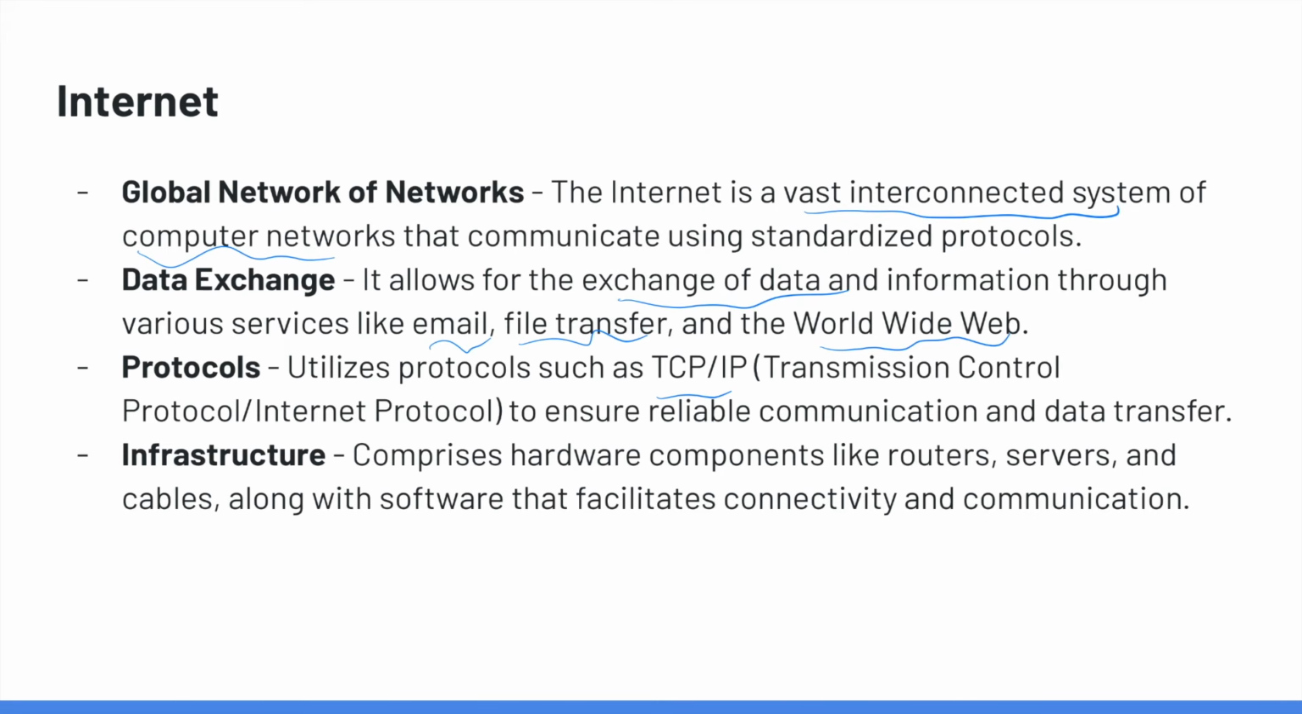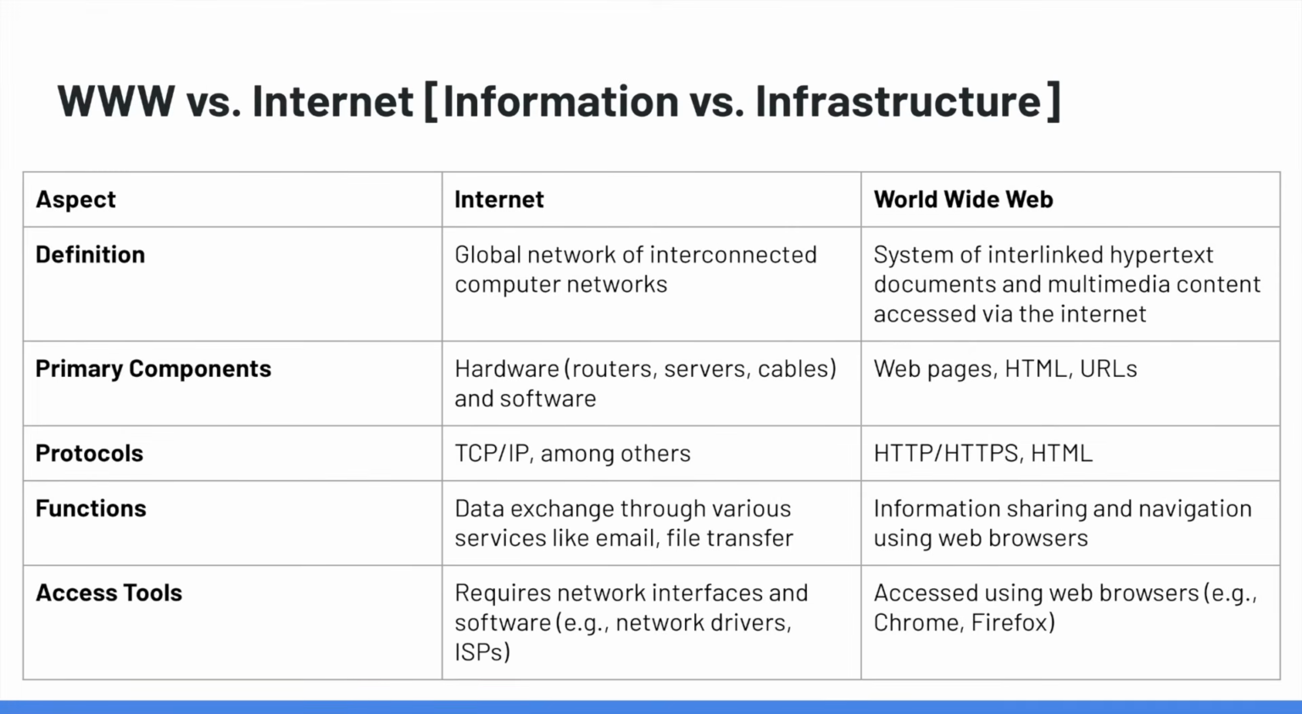And the kind of infrastructure we're talking about are things like routers, servers, cables, and the software that facilitates connectivity and communication. So a lot of the different protocols and network devices that we've been talking about in the previous sections are what allows the internet to be what it is. Now, if we're to compare the World Wide Web and the internet, probably the best comparison I could give is information versus infrastructure, with information being the World Wide Web and infrastructure being the internet.